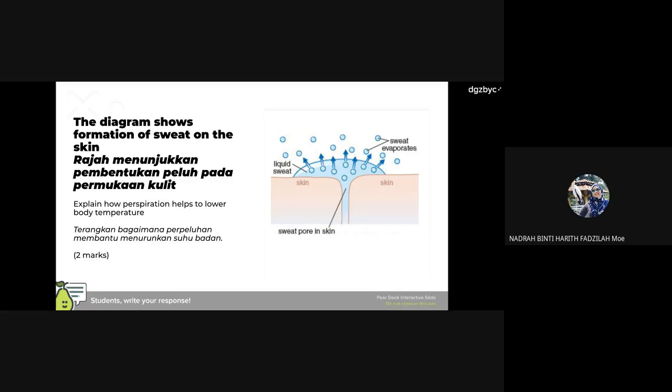Okay, 2 marks kat situ. 2 marks tu to indicate kita punya points atau konsep atau keywords hendaklah diterangkan dalam 2 ayat yang berbeza. Mari kita cuba. So, what happens when we perspire? Macam mana daripada formation of sweat tu causes our body temperature decreases.